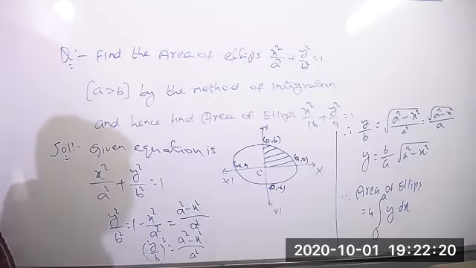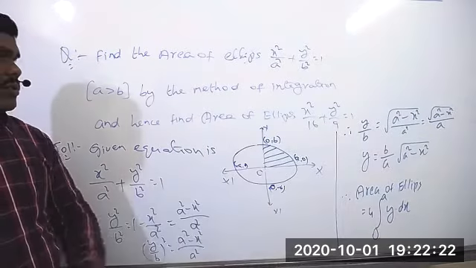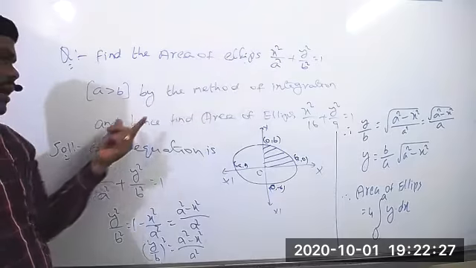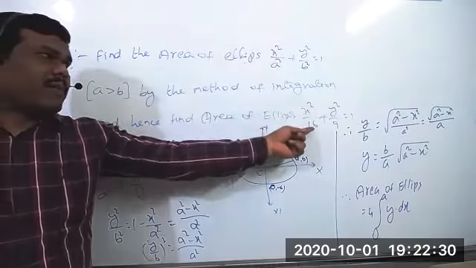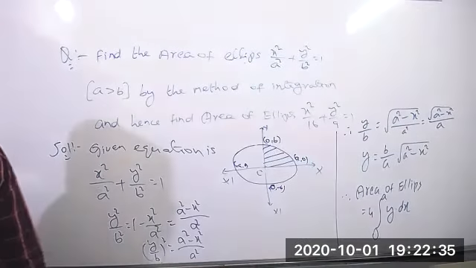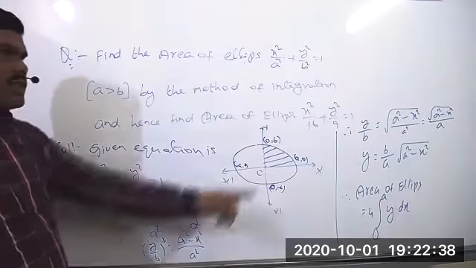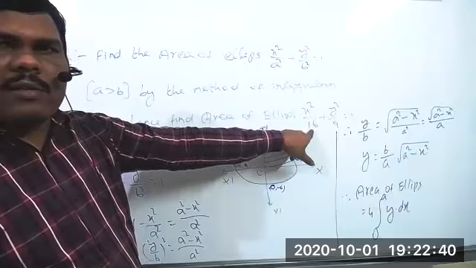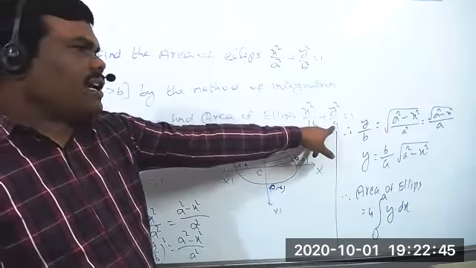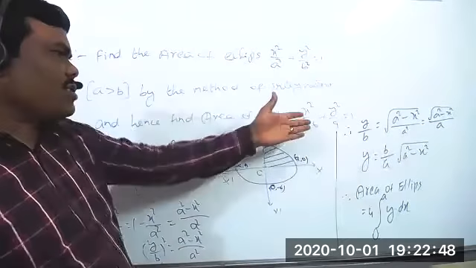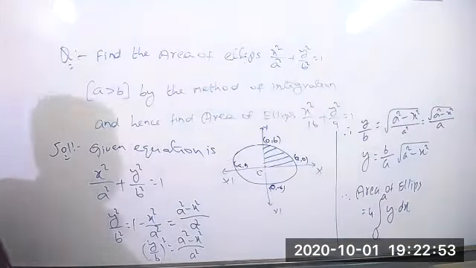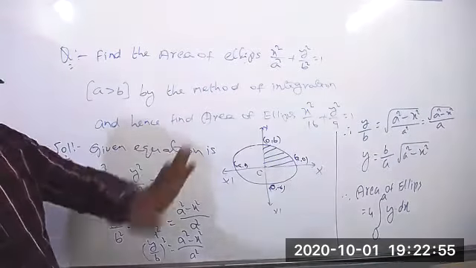But suppose in this question they're asking: after finding the area of this ellipse, hence find the area of the ellipse x square by 16 plus y square by 9. At that time we will get changes. How, sir? Because the equation is given, the value of a equals how much? 4. And b equals how much? 3. That means the numbers change, but the area formula will be the same. The area of the ellipse will always be the same.